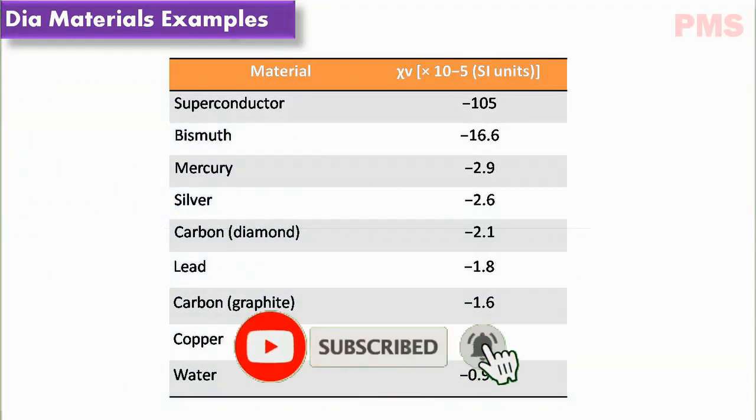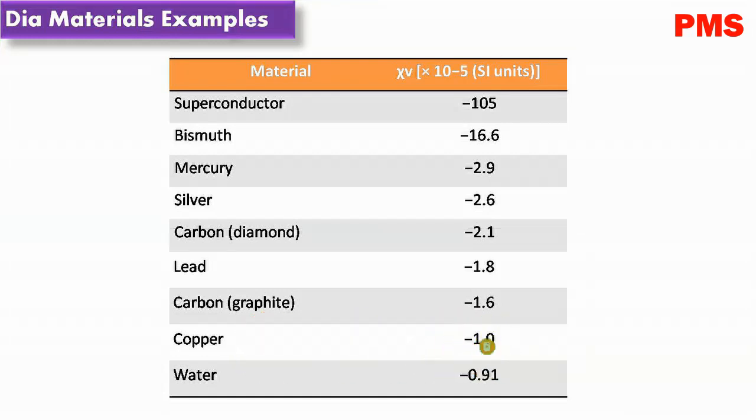Diamagnetic material examples. Some of the most common examples of diamagnetic substances are copper, zinc, bismuth, silver, gold, antimony, marble, water, glass, and sodium chloride. You can see in the tabular column the material and susceptibility. It is based on SI units.